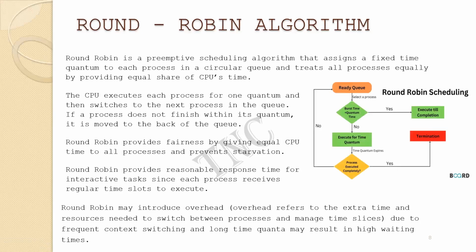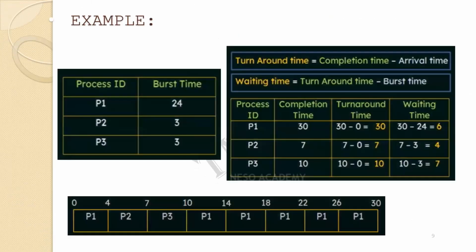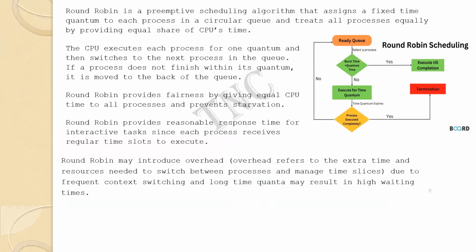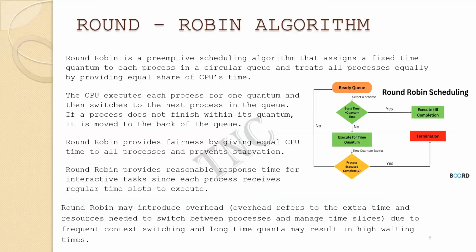So the next algorithm is the round-robin algorithm. Before, we saw the priority scheduling algorithm; the second most important algorithm is the round-robin scheduling algorithm. Before checking out the example, we'll see what the round-robin algorithm is. Round-robin is one of the most important CPU scheduling algorithms. It is a type of preemptive scheduling.